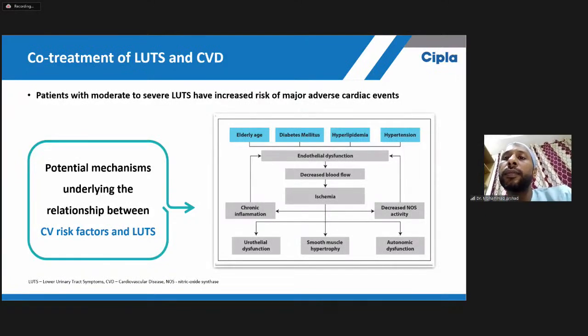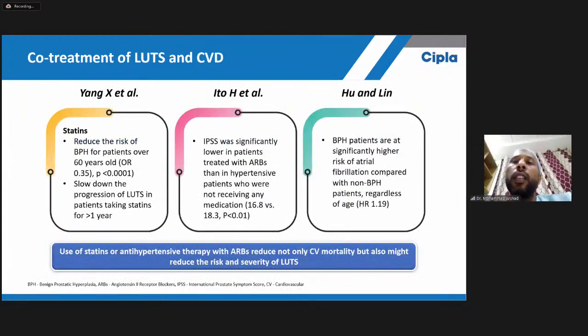You can change the slide. This is the same thing I told. Statin reduces the risk of overactive bladder and outlet obstruction symptoms, and it was significant in the 60 years of age group, and it slowed down the progression of LUTS in patients taking statin for more than 1 year. Otherwise, the IPSS score was better in the hypertension patients who were taking the ACE receptor blocker compared to those who were not taking any medication for hypertension. And people suffering from lower urinary tract symptoms had a greater chance of fibrillation compared to people who did not have any bladder outlet obstruction.